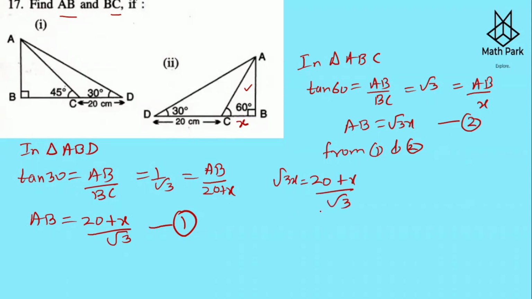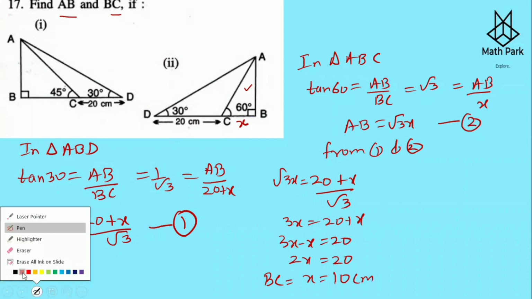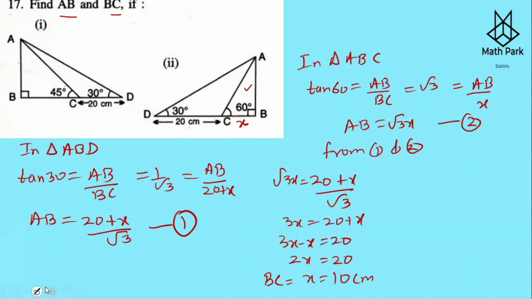So root 3 goes here. Root 3 into root 3, we get 3X is equal to 20 plus X. Taking this X here, 3X minus X is equal to 20. 2X is equal to 20. So X is equal to 10. So you got BC is equal to 10 centimeter. So we now found BC is equal to 10 centimeter. Let us put it in equation number 2 to find AB.